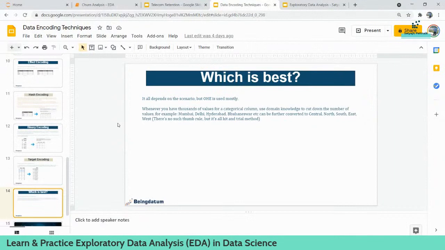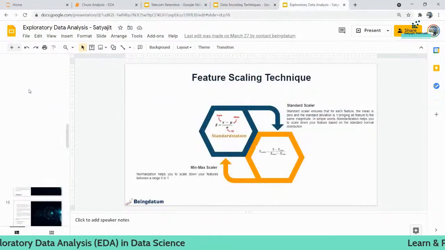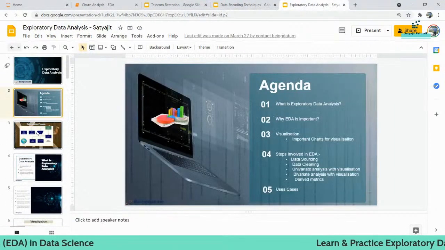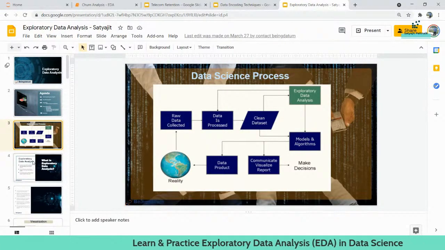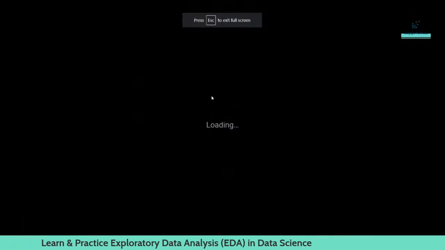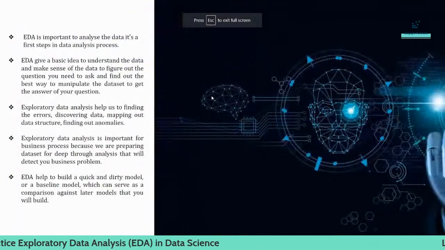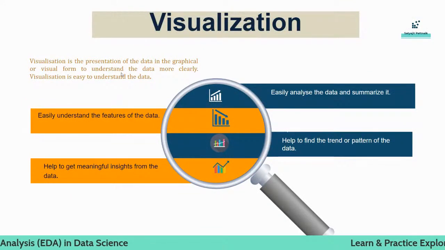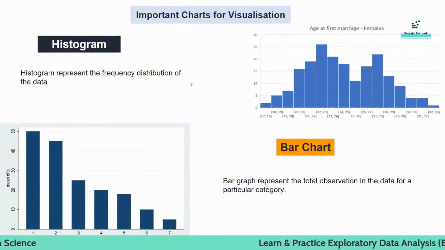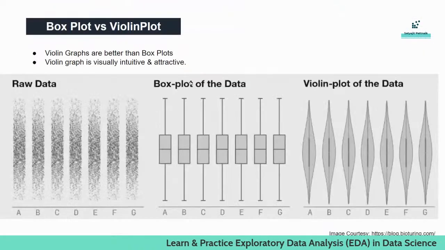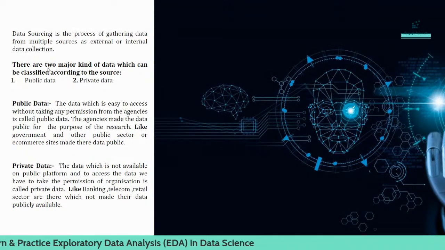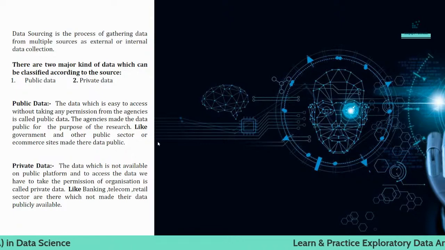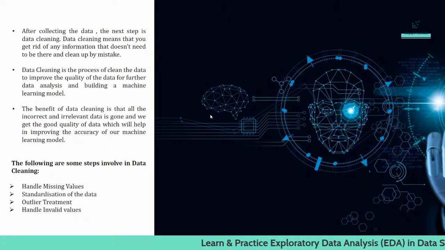So this is about the basics of EDA. Let me go through the PPT once again if I have missed anything, and then we will go into the practical part. Data science process, EDA. EDA we understood. Visualization is the presentation of the data: histograms, bar charts, box plots, pie charts, all these things we covered. Steps involved, I think we covered that. There are two major kinds of data which can be classified according to the source, public data and private data. I don't have to explain these things. These are very basic things you can understand.